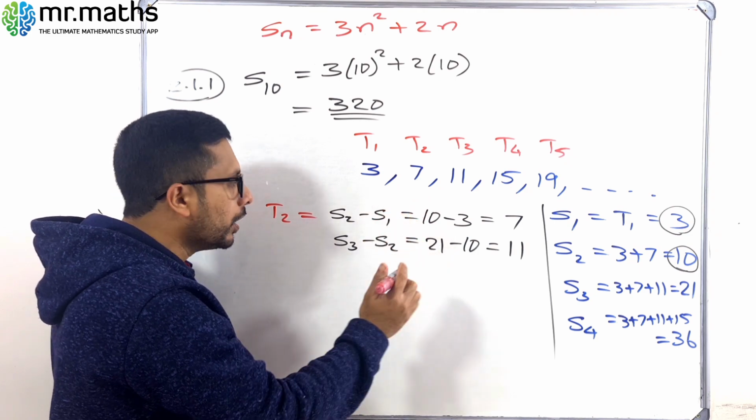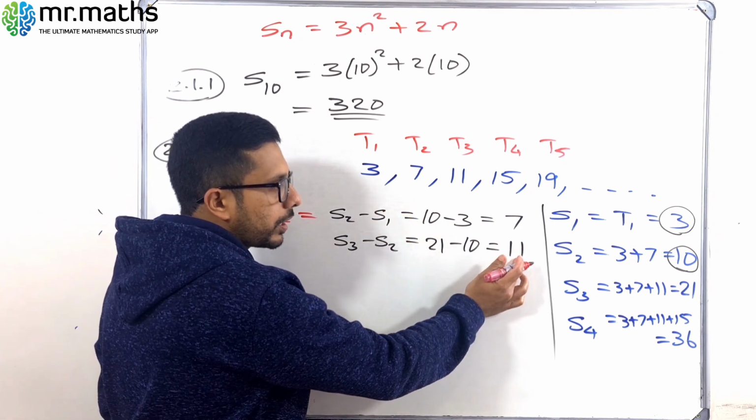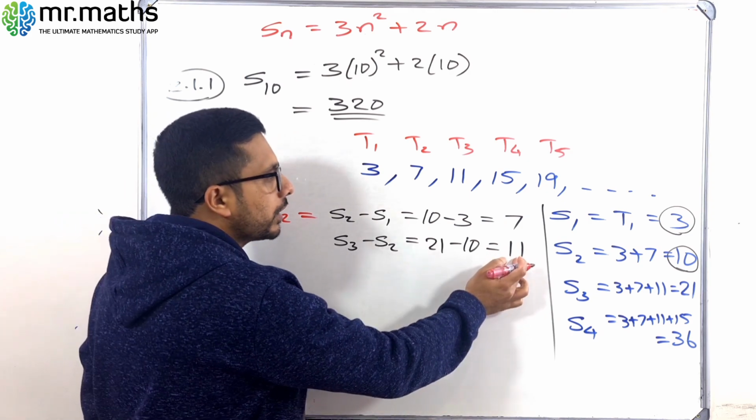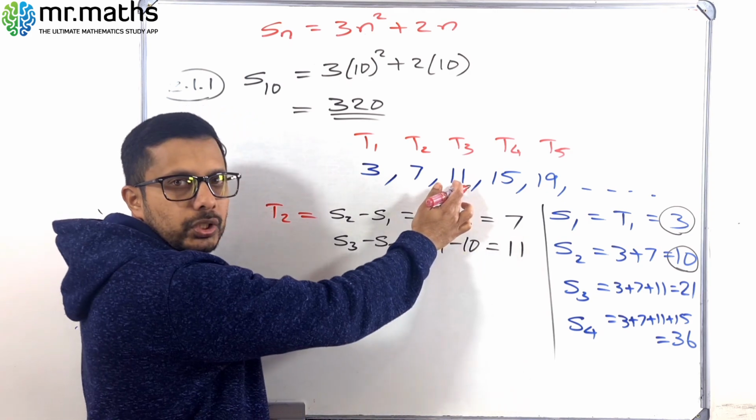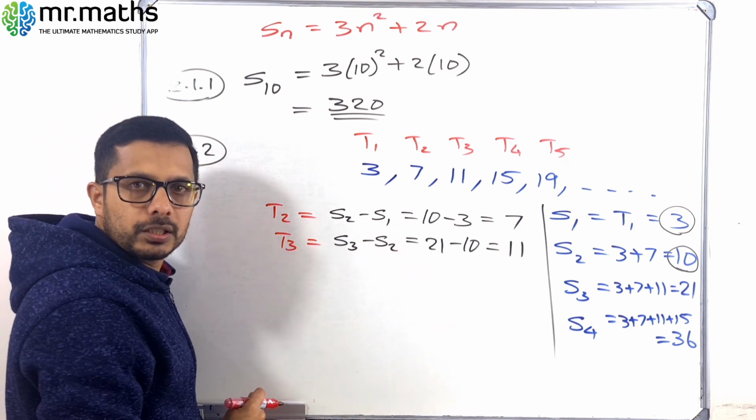You understand? Okay. So now look at this one. S3 minus S2. I got the answer as 11. And what is that 11? That is T3. Can you see that? So T3 is equal to S3 minus S2.